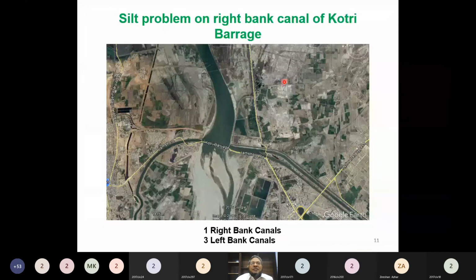Now this is one more example. Which barrage is this? This one is the Kotri barrage, and this is the Indus River flowing in this direction. What do you think, is this also on a bend? If this is on a bend, this side is the convex side of the river, and here there are 3 canals, and these 3 canals are relatively silt free. They do not contain too much silt. But this canal, which is on the right side, is carrying a lot of silt.